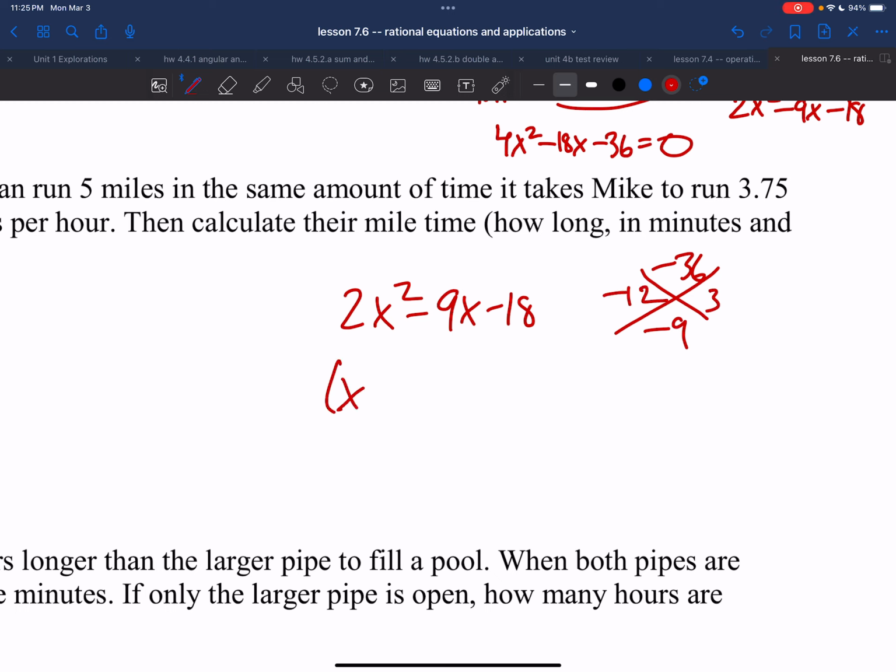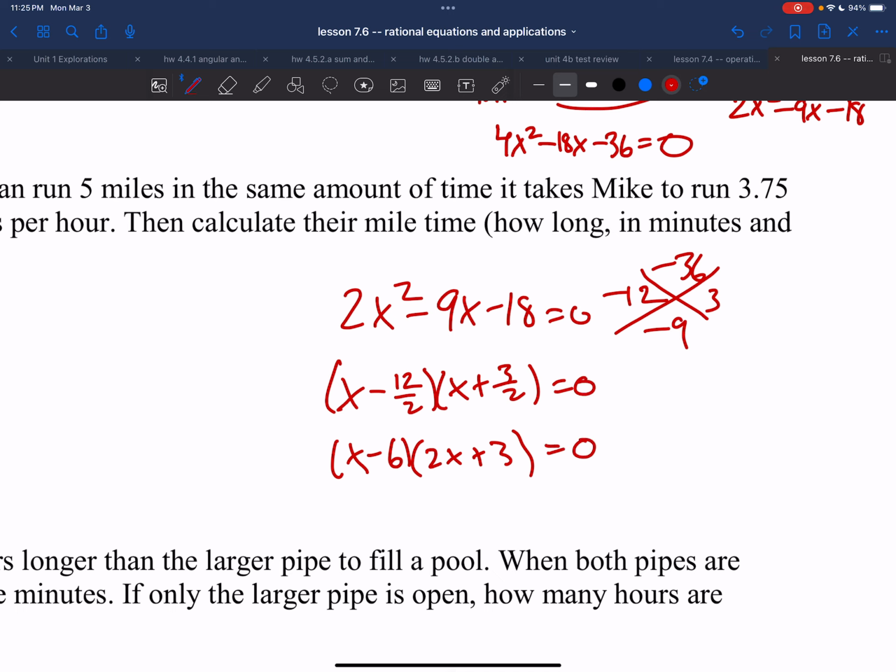And say that this is x minus 12 over 2 and x plus 3 over 2, which becomes x minus 6 and 2x plus 3. So that's the factorization. Remember that this is set equal to 0. Therefore, the roots are 6 and negative 3 over 2.